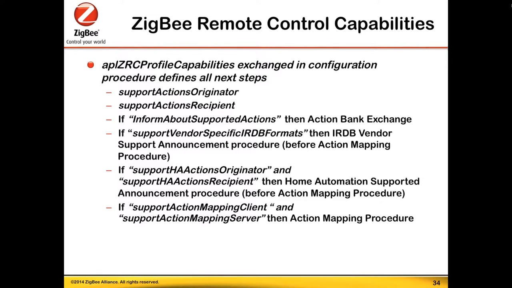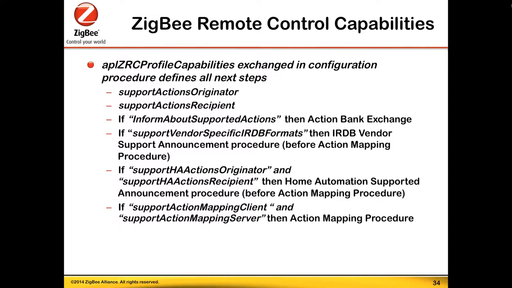And the same is also true for home automation. If home automation is supported on both sides, then you will basically go through the home automation supported announcement procedure, which will then expose the capabilities for this set of functionality. As you can see, everything is kept very flexible, and the whole negotiation is fairly dynamic, so that based on capabilities, everything will automatically happen. And this is the true meaning of the plug-and-play experience.